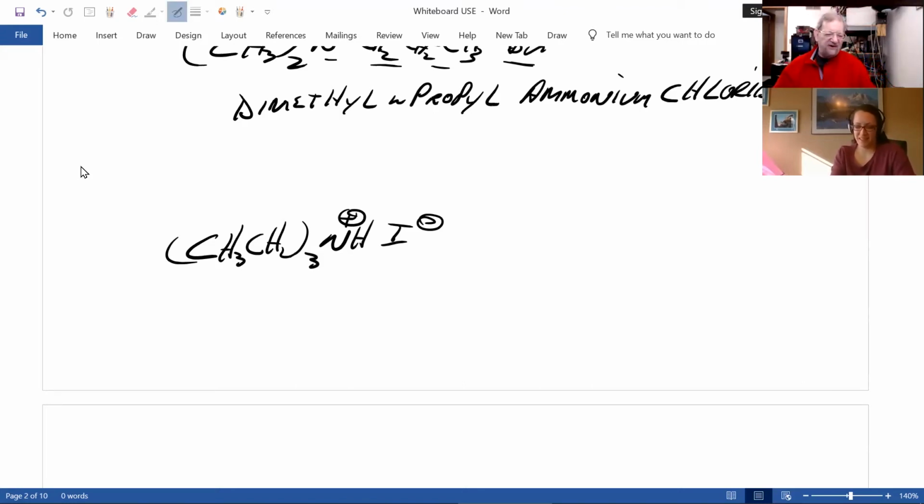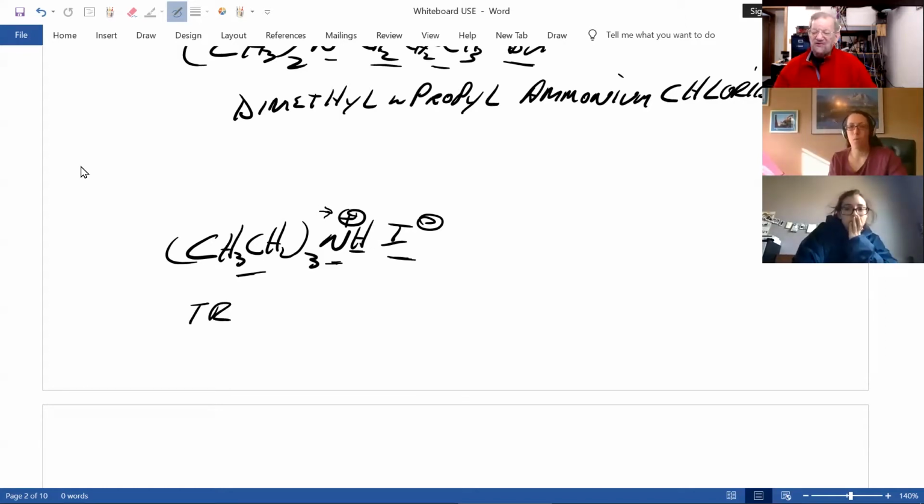If we look over here, what do we have? Ooh, 3 R groups on nitrogen. Look for what's different. It's got a hydrogen with a plus charge and an anion. It's an amine salt. And how do we say three?